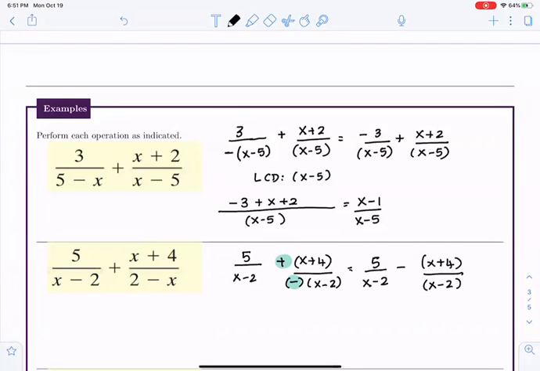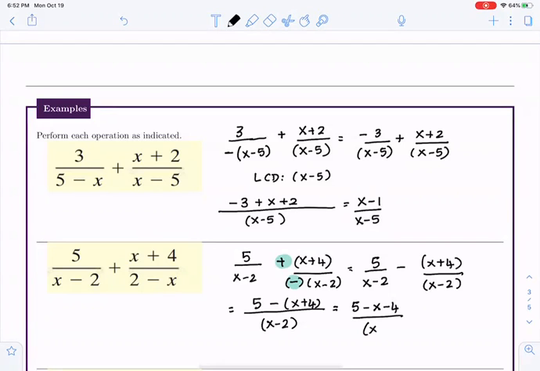And we have a common denominator, which is x minus 2. So the first term is 5 minus x plus 4. And it's good to have those parentheses, because if you use parentheses, you won't mess up with signs. So we have 5 minus x minus 4 divided by x minus 2. And 5 minus 4 is 1, so we have 1 minus x over x minus 2. We cannot simplify this any further, so we can leave it as is.